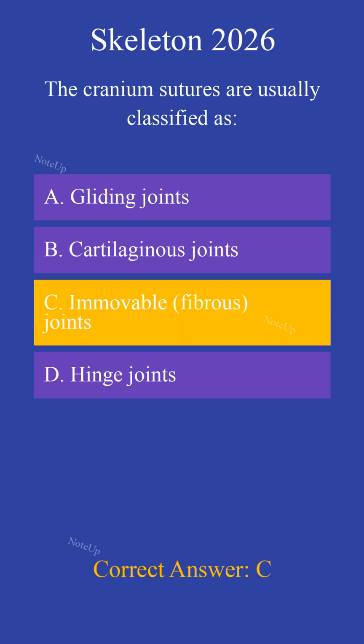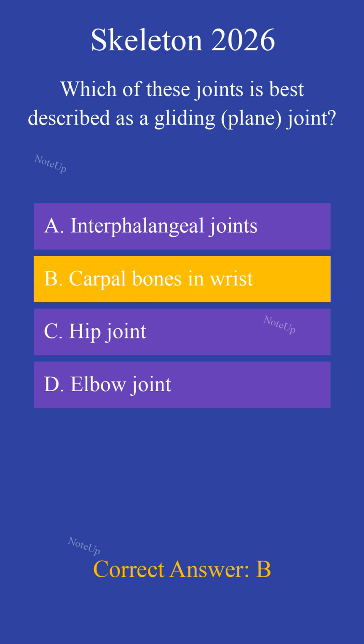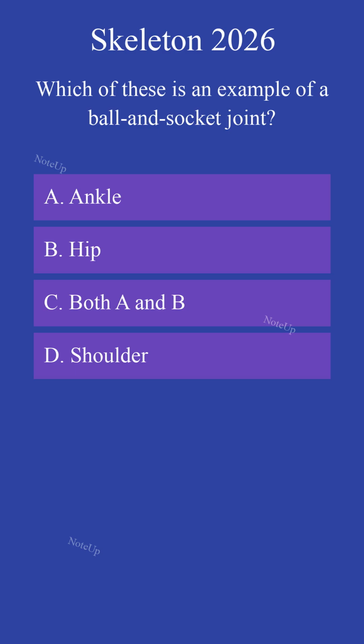The correct answer is C. Immovable, fibrous joints. Which of these joints is best described as a gliding, plane joint? The correct answer is B. Carpal bones in wrist. Which of these is an example of a ball and socket joint?